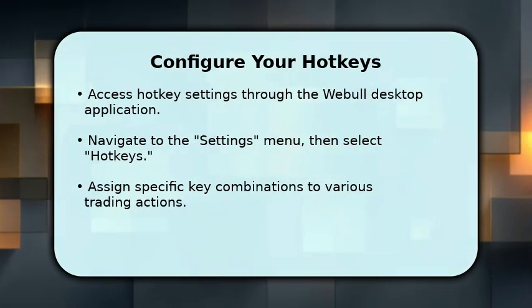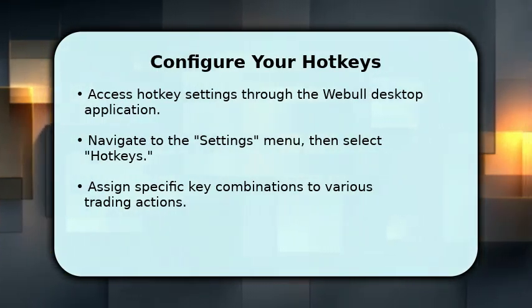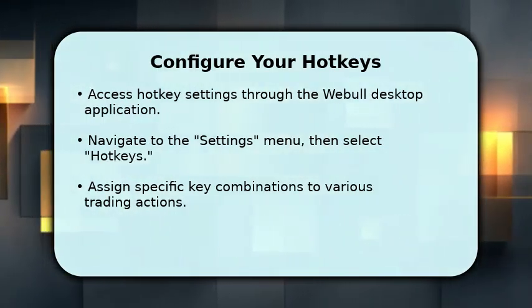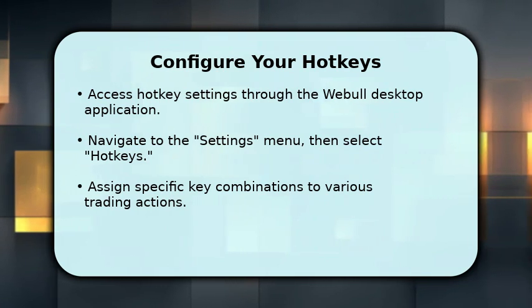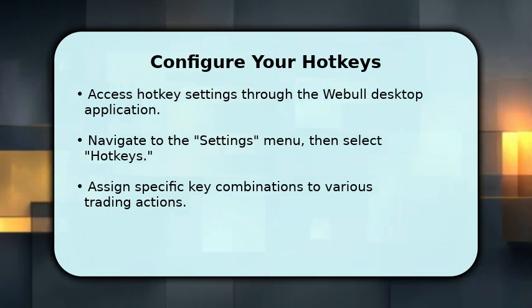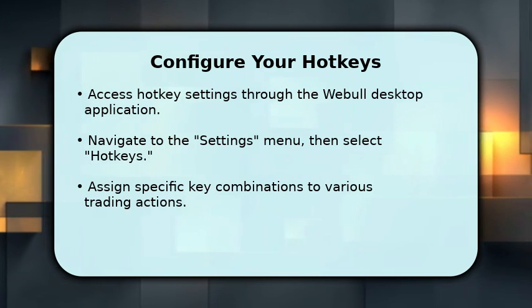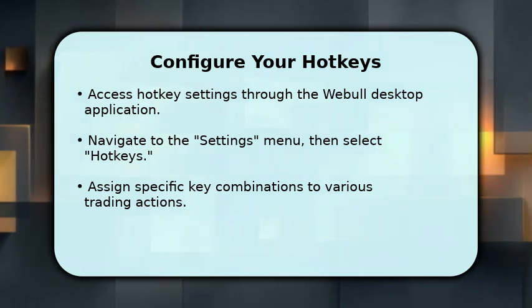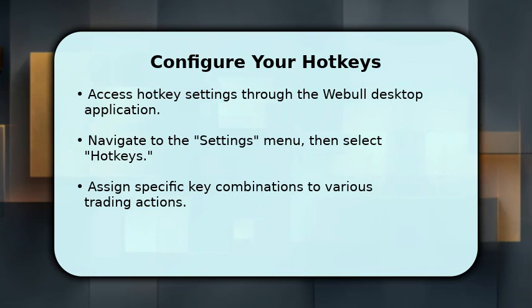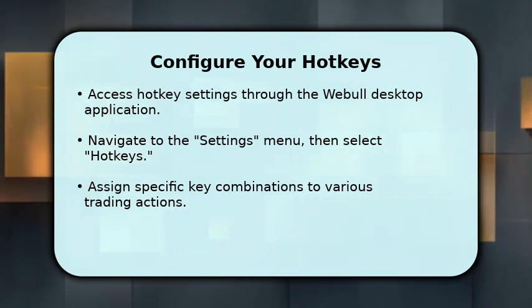To set up your hotkeys, open the Webull desktop application and look for the settings icon, usually a gear symbol at the bottom left. Click on it, then find and select the hotkeys option from the menu. Here, you'll see a list of available actions, such as buy, sell, or cancel all orders.